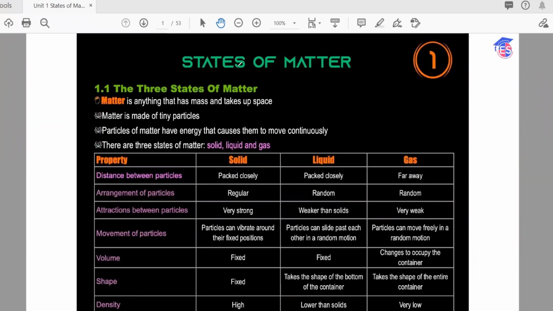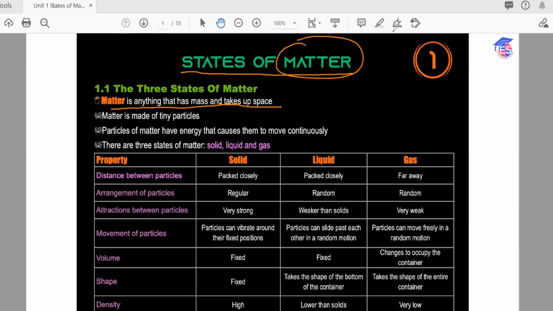Okay. Now, the first topic is the states of matter. Before going into detail on states of matter, you should know what matter is. The definition of matter, we are taking it from the beginning. It is said that anything that has mass and takes up space is known as matter.